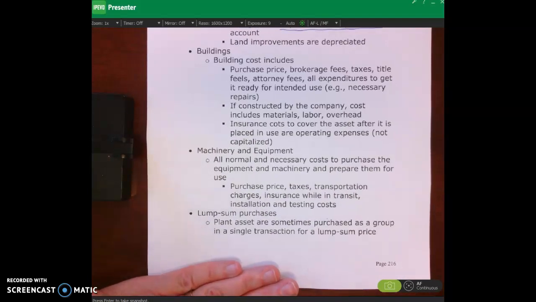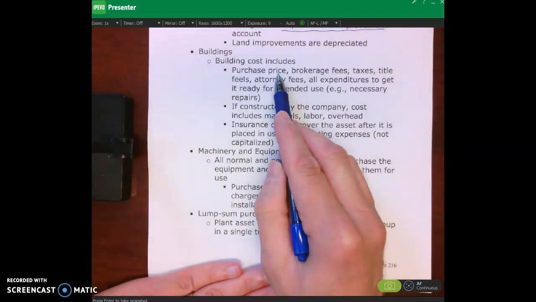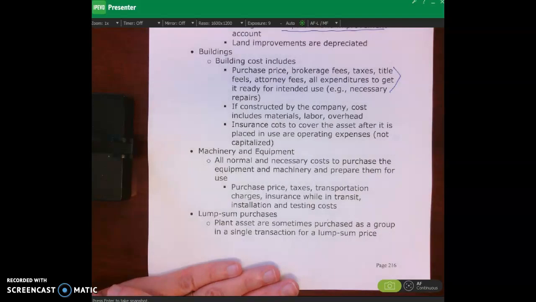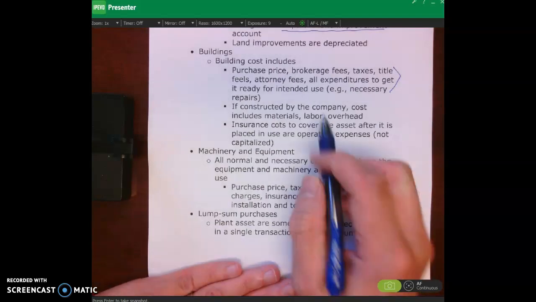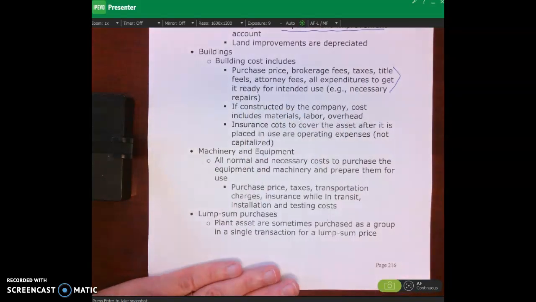What goes in the cost of the building on the balance sheet? What cost do we debit buildings for? I mean, how much? What we bought it for, plus any normal and reasonable expenditures to get it ready for its intended use, such as brokerage fees, taxes, title fees, and attorney fees.